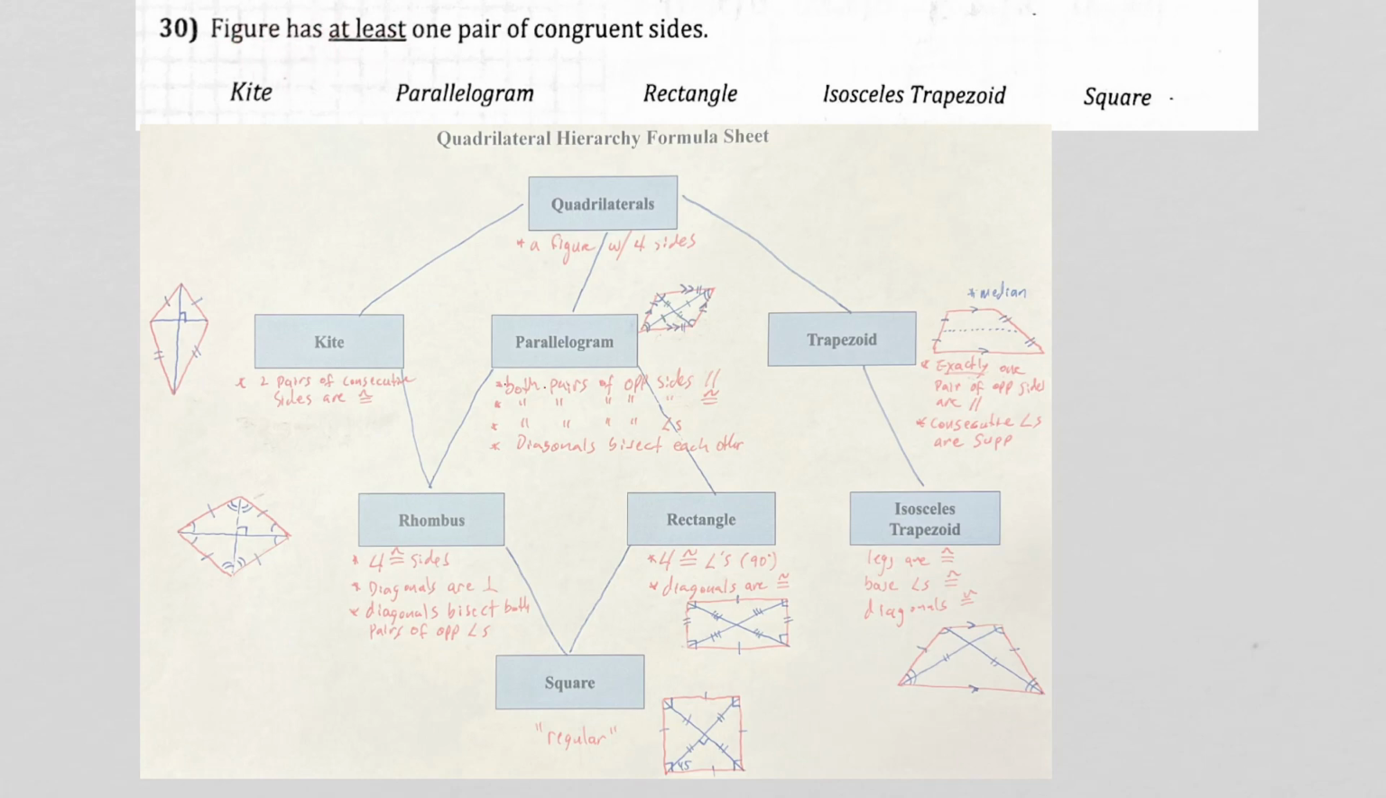Figure has at least one pair of congruent sides. Well, that's true for a kite because that's a pair of congruent sides. So that's true for everything below that. It's true for a parallelogram because this side is congruent with this side and so on and so forth. So it's true for all of those. And it's also true for an isosceles trapezoid because this pair of sides are going to be congruent. So it's true for all of these. Just that.